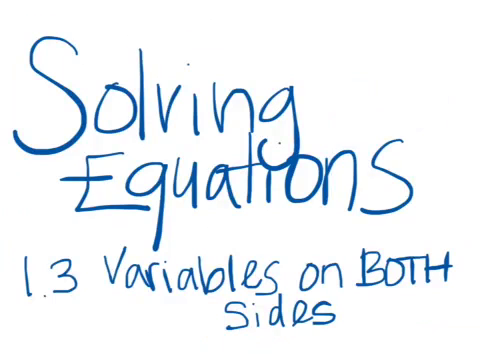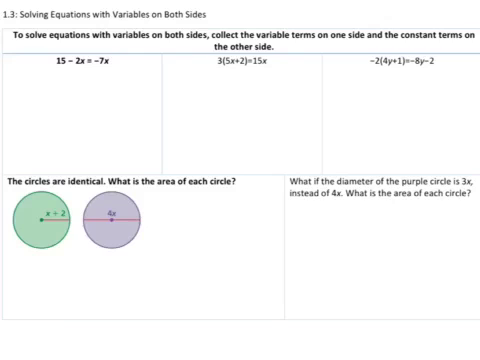Solving equations with variables on both sides. In this lesson, we're going to see that our variables or numbers are going to be present on both sides of the equation. In order to solve these equations with variables on both sides, we need to collect the variable terms on one side and then the constant terms on the other. What that basically means is getting the variable or x's or letters on one side and then the numbers on the other. In our first example, we're going to have 15 minus 2x equals negative 7x.